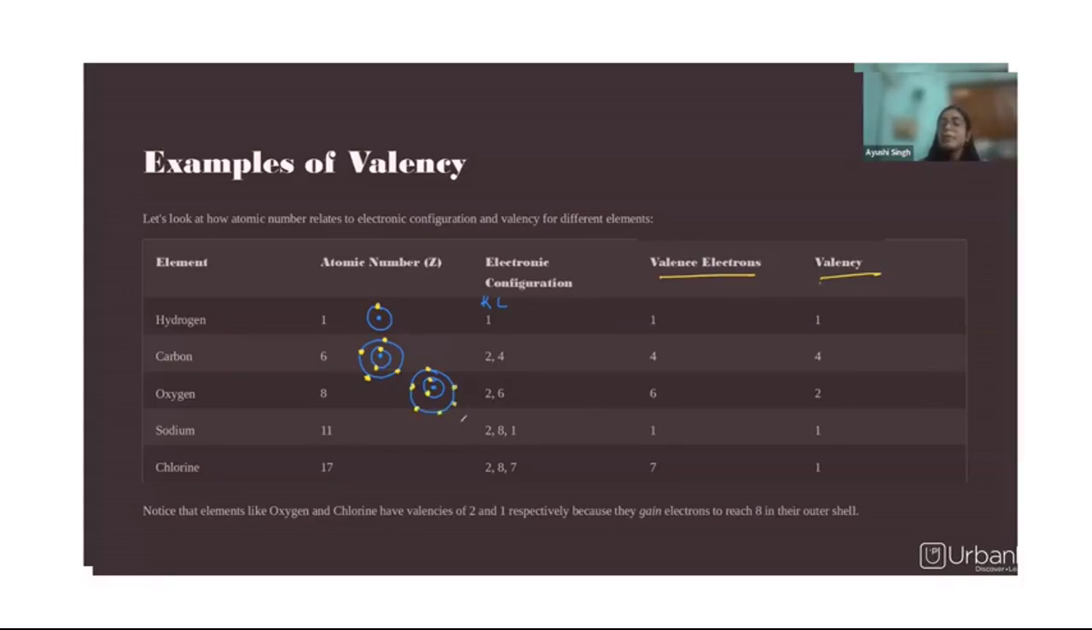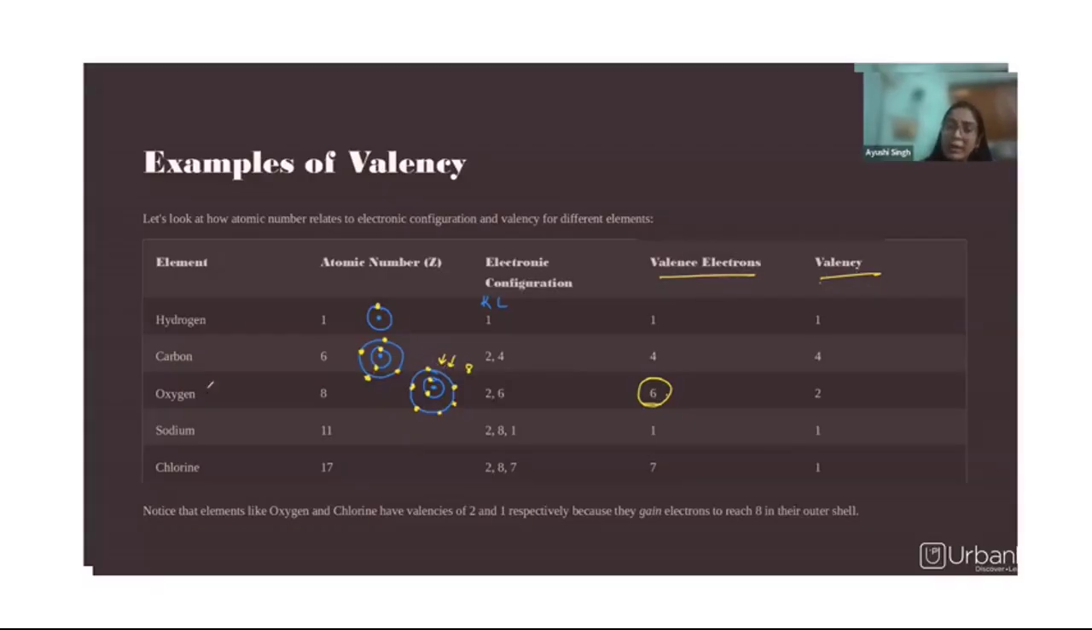5, 6. But we know the outermost shell is L and it has to have 8 electrons. So that means 6 is filled, we need only 2. So here the valency would not be 6. It is the valence electrons that is 6. The valency would be 2.